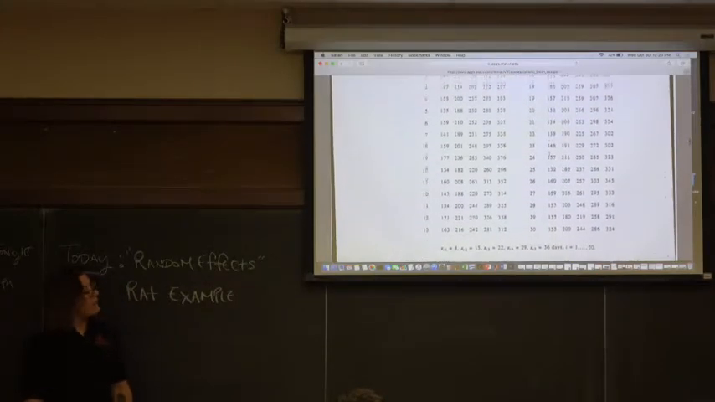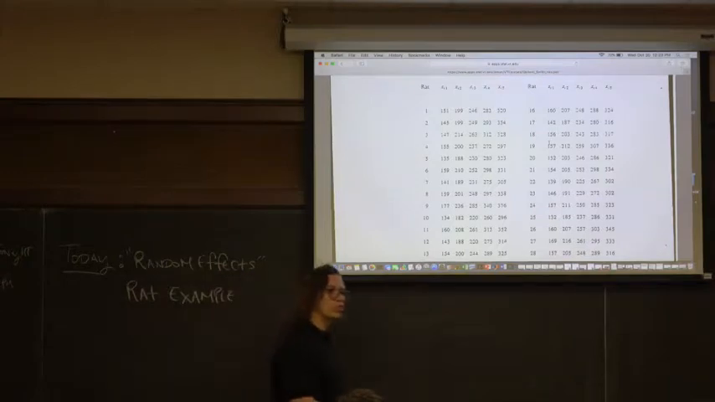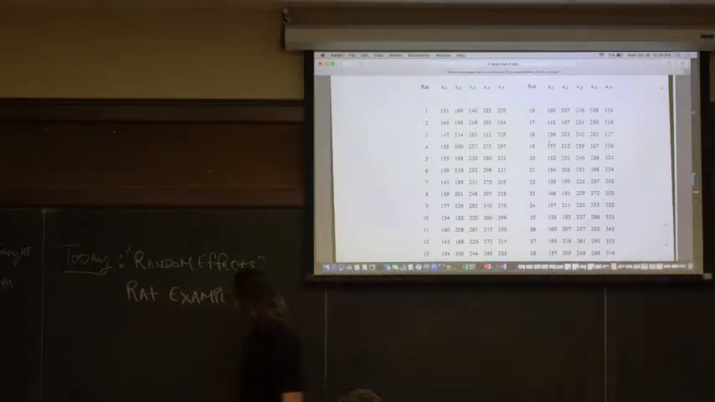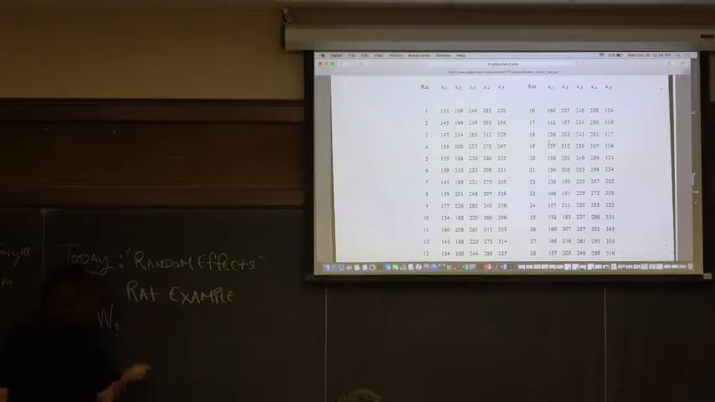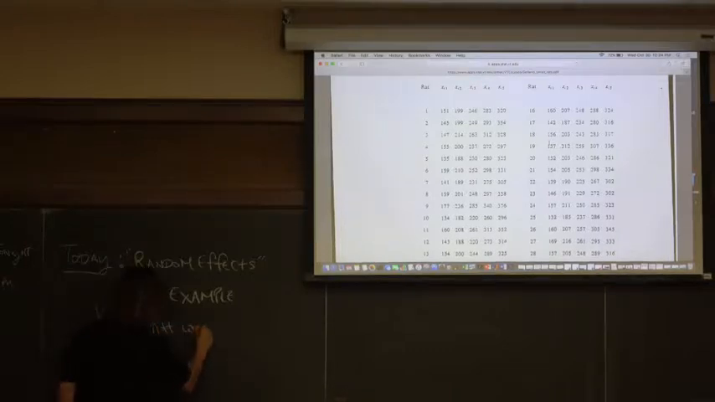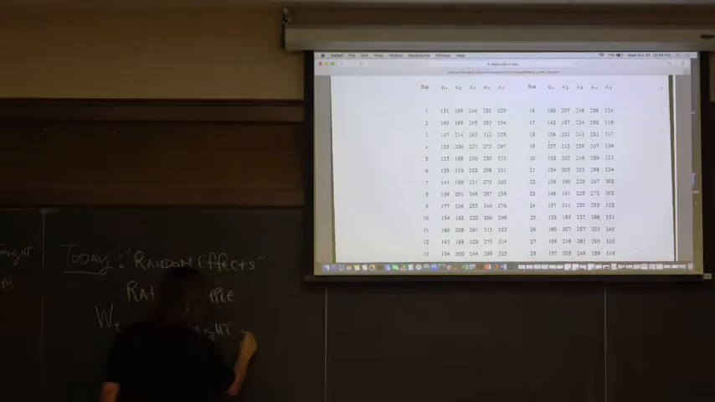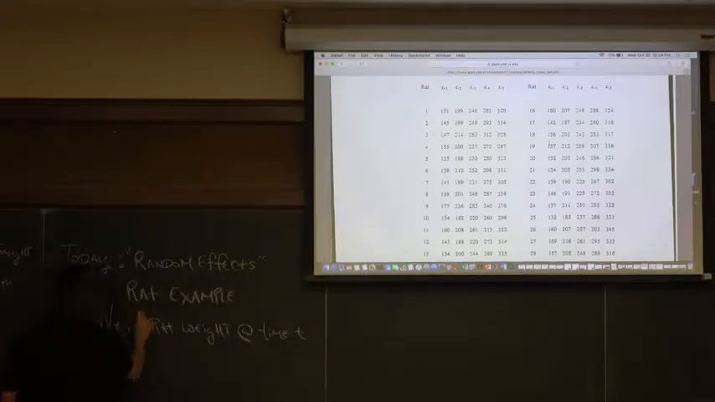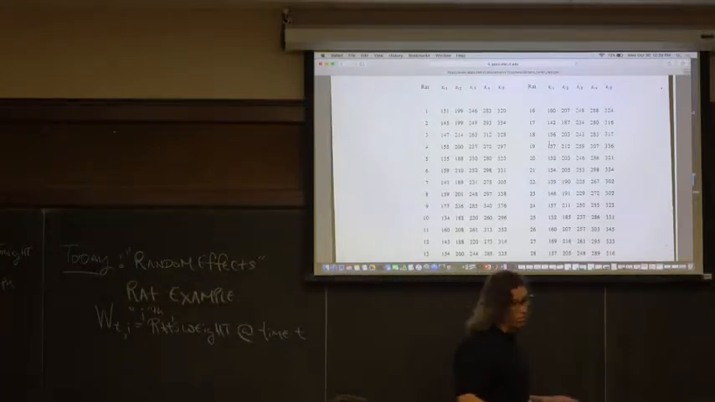This really is a pretty old paper. Here's the data, and the data corresponds to rats' weights over time. What we're going to be looking at, I'll call it W_{T,I}, is going to be equal to the rat weight at time T. This is the ith rat's weight at time T. And so this is what that data set is.